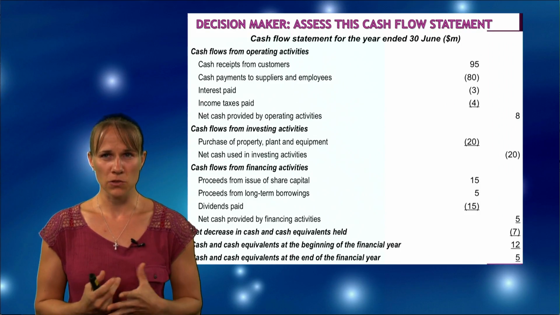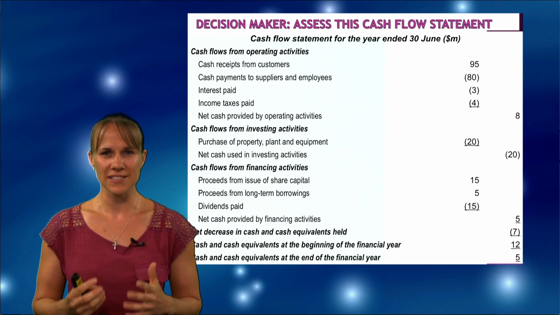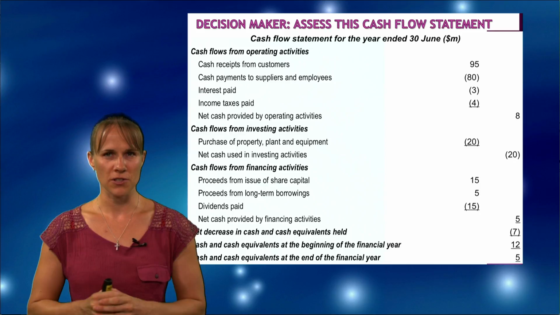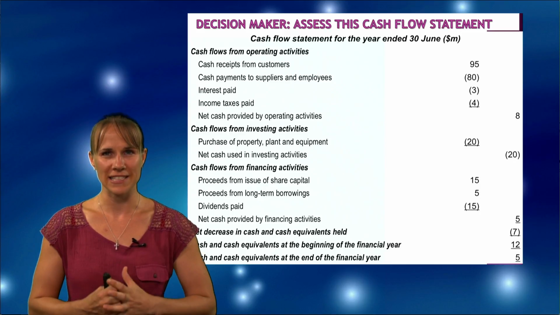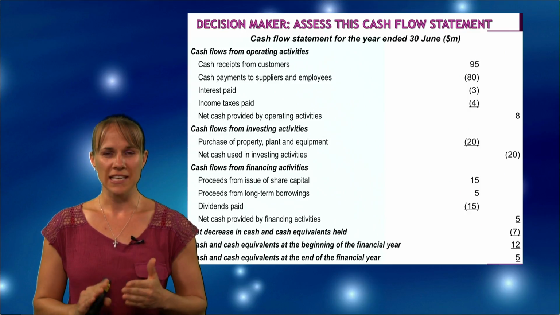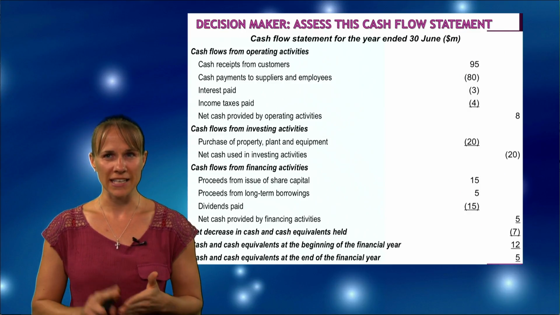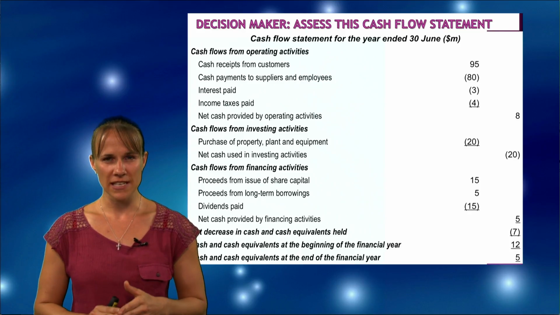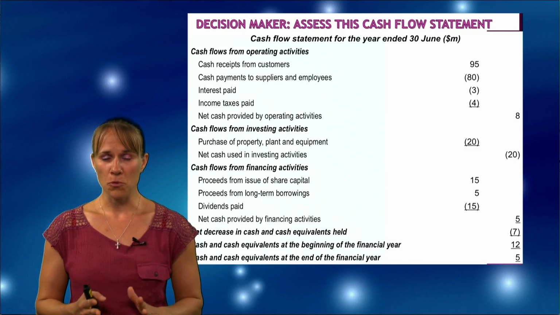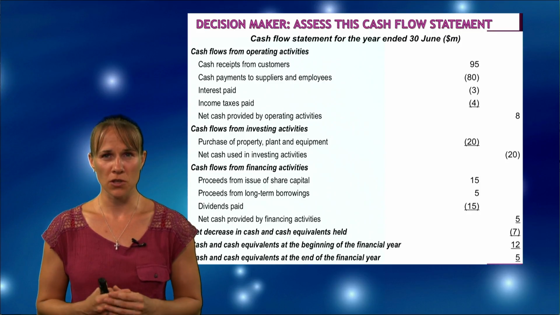So here, if we have a look at another cash flow statement, as a decision maker, let's assess this cash flow statement. You can see we've got cash flow from operating activities, the 4 headings in there: our cash receipts from customers, cash payments to suppliers and employees, our interest, and our income taxes. And we can see that our net cash for operating activities overall is a positive. It's $8 million.